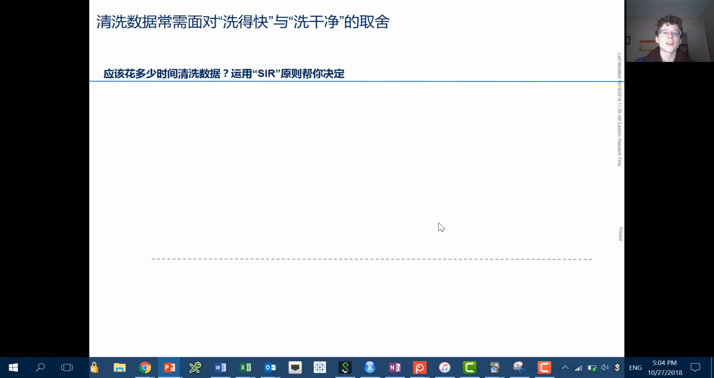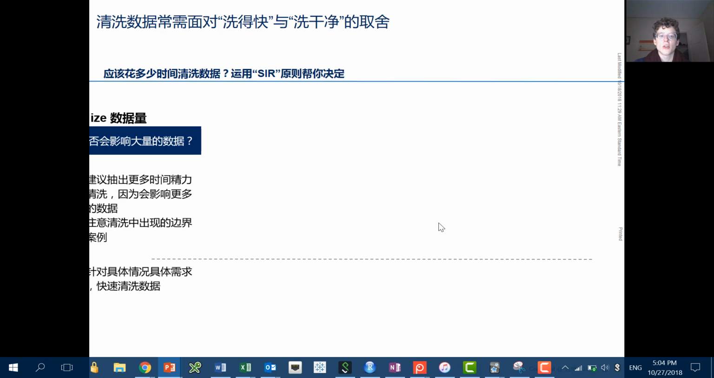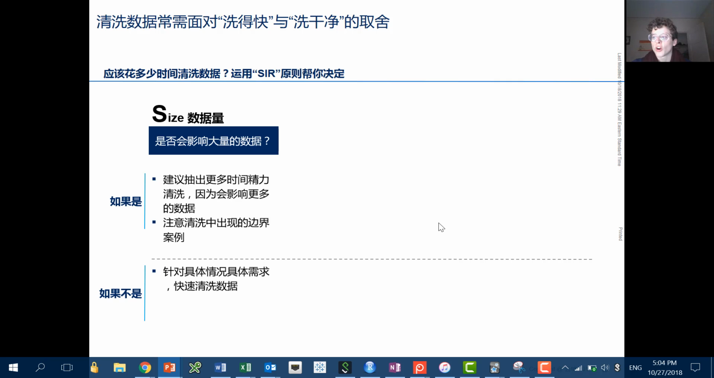So when you're thinking of the trade-off between doing things right or doing things quickly, think of three main things. The first is the size. So does this cleaning affect a large group of the data? Are you cleaning one column? Are you cleaning 20 columns? Imagine I have different types of sizes for size in US, size in Europe, size in Asia. Each of these are slightly different, but my method will apply to all of them. Does it affect a big chunk of the data?